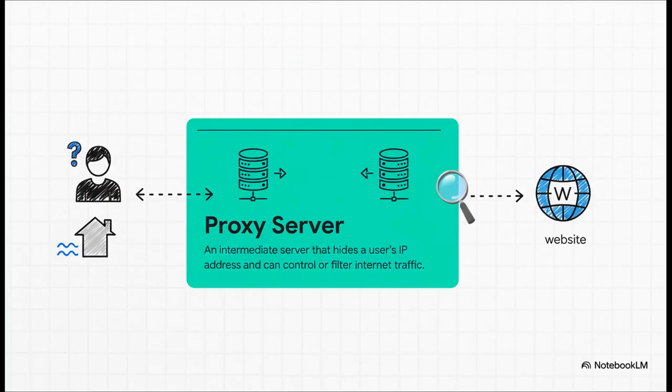First up, we've got the proxy server. The easiest way to think about this is like a digital middleman or a mail forwarder. When you want to visit a website, your request doesn't go straight there. Nope, it goes to the proxy first, and the proxy sends it on your behalf. So to the website you're visiting, it looks like the proxy is the one asking for the page. Your real IP address, your real location, totally hidden. Now, this gets used for legit stuff all the time, but for an attacker, it's a foundational tool.